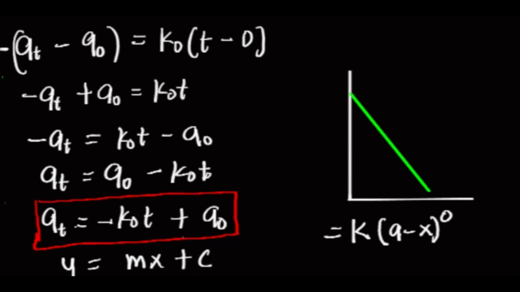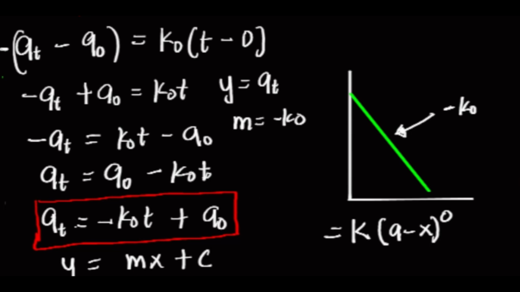So from this, you should know that the y is going to be the a final, which is a of t, right? Then the m is going to be negative k naught. That shows that if I represent it graphically, the slope of this zero order reaction is always negative, which is k naught. That negative you're seeing here is the slope.